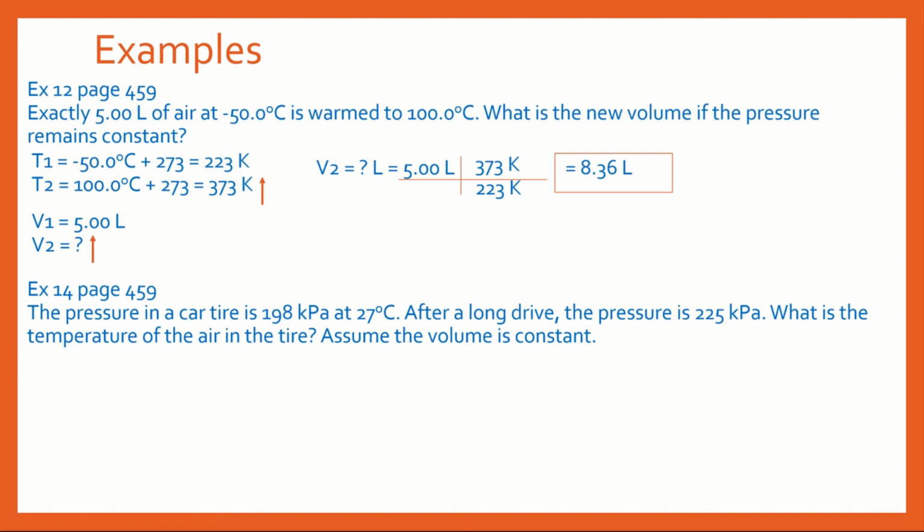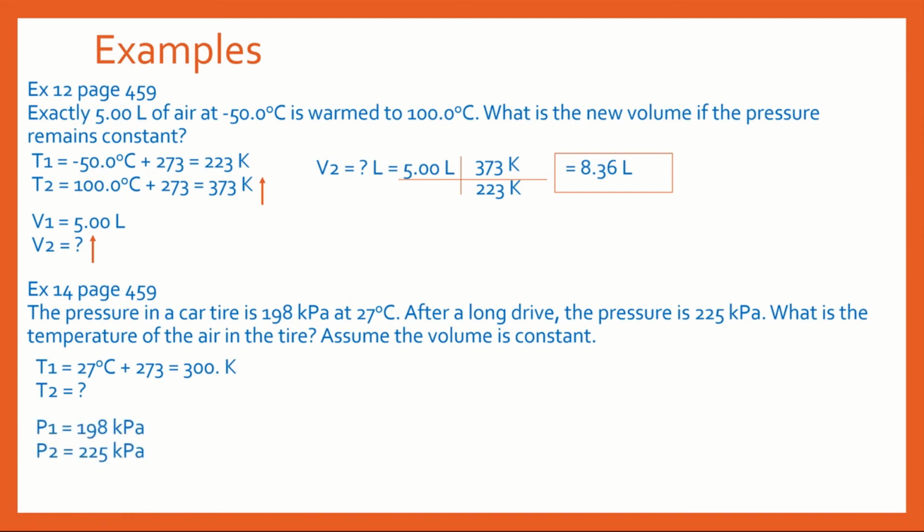Another example, the pressure in a car tire is 198 kilopascals at 27 degrees Celsius. After a long drive, the pressure is 225 kilopascals. What is the temperature of the air in the tire? Assume that the volume remains constant. And I like to list out my variables, make sure I'm converting into Kelvin and carry that digit. It's an addition problem. I need to make sure that my last digit is in the ones column because both my values have significant digits in the ones column. So even though it's an even 300, I have to put that decimal there to make sure that 0 is significant.